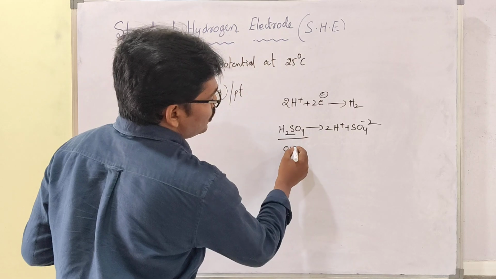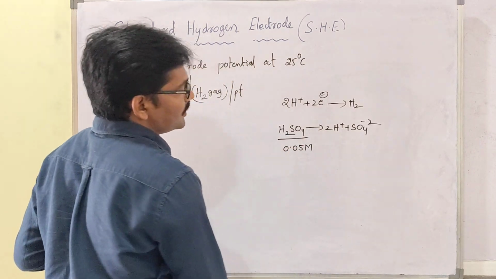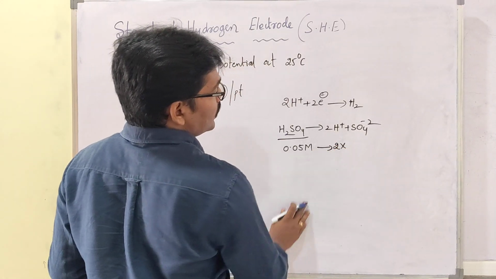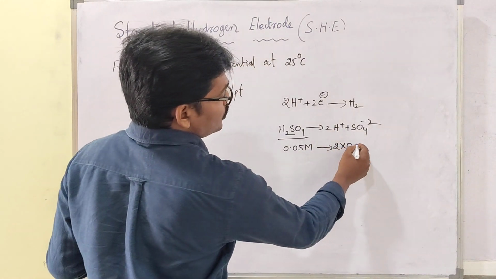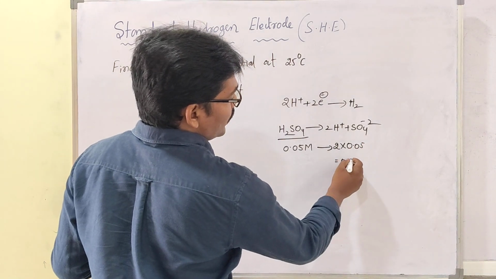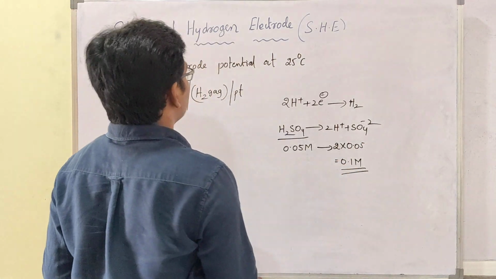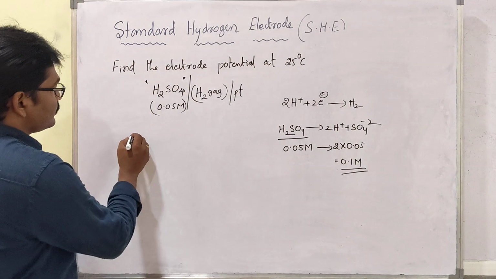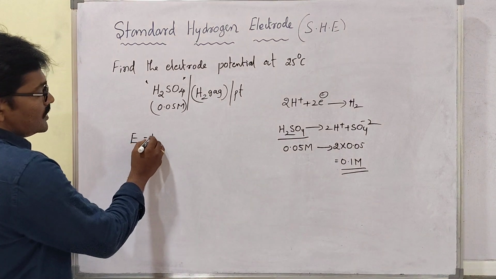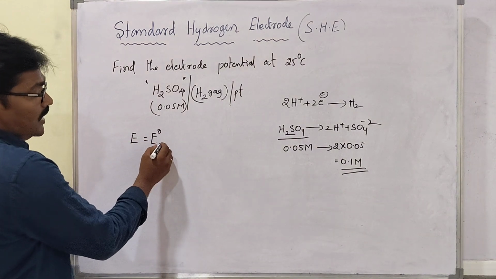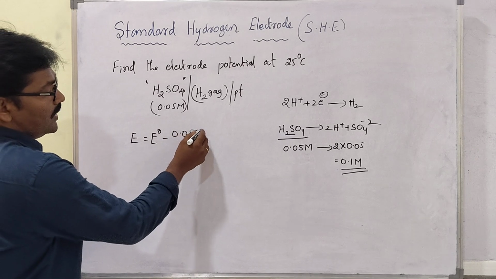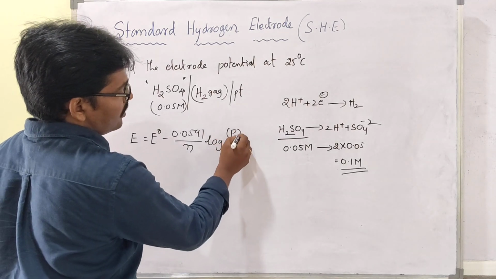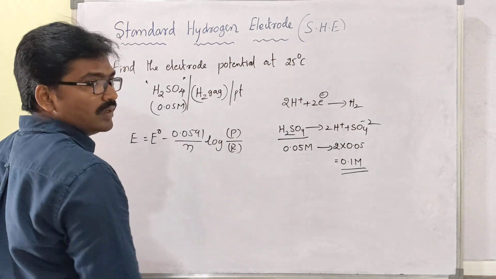H2SO4 molarity, how much is given? 0.05 molarity is given, right? When it dissociates, 2 into H plus ion 0.05 molarity, then you can get 0.1 molarity. So the H plus ion concentration is 0.1 molarity. Now, if you want to find the EMF of the cell, EMF of the cell equals E naught cell minus 0.0591 divided by n log product concentration divided by reactant concentration. This is the formula. Clear?